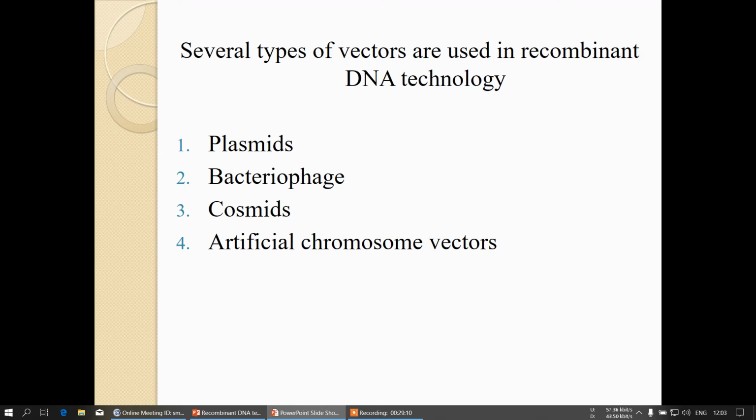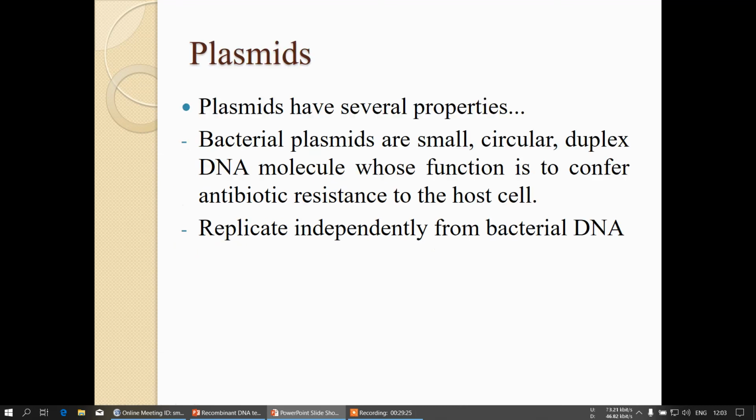Now, which are the different types of vectors used in recombinant DNA technology? Plasmids are used, bacteriophages are used, cosmids are used, and artificial chromosome vectors are used. So what is a plasmid? Plasmids have several properties. Bacterial plasmids are small circular double stranded DNA molecules whose function is to confer natural antibiotic resistance to the host cell.